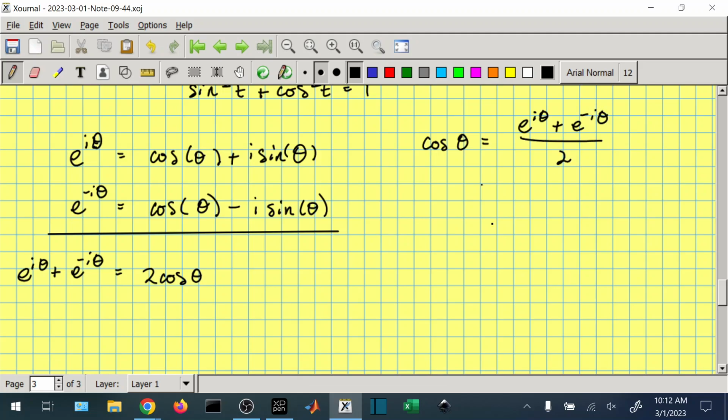And if we subtract these two, then e to the i theta minus e to the minus i theta will give me 2 times i times sine, so I'll divide by 2 times i, and I'll get sine theta. Now this is really bizarre, because aren't cosine theta and sine theta real numbers for all real numbers theta? But if you plug in e to the i theta, e to the minus i theta, over 2i, you get a real number.